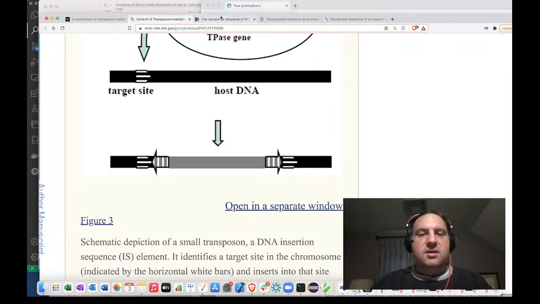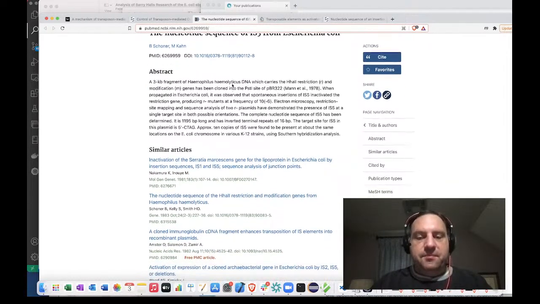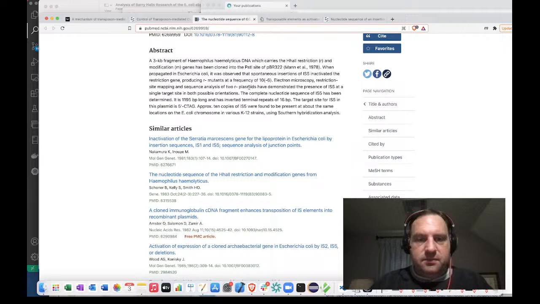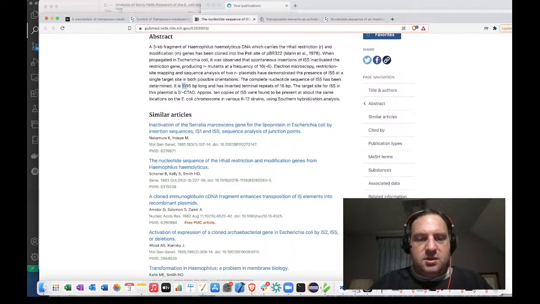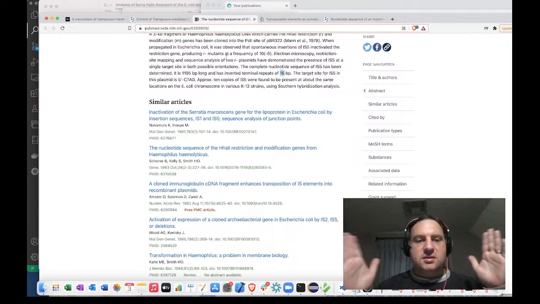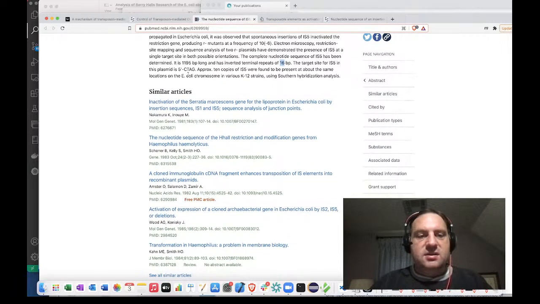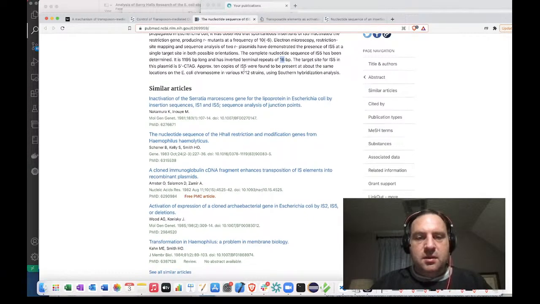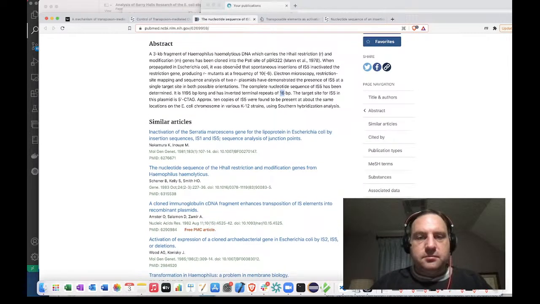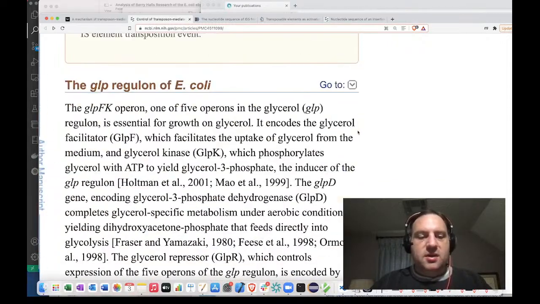Just to give you a little bit of background information on insertion sequence 5: it is about 1,200 base pairs long, and the inverted terminal repeats on the ends are 16 base pairs. The target site for IS5 is 5' CTAG. So anyway, it's a really interesting gene.